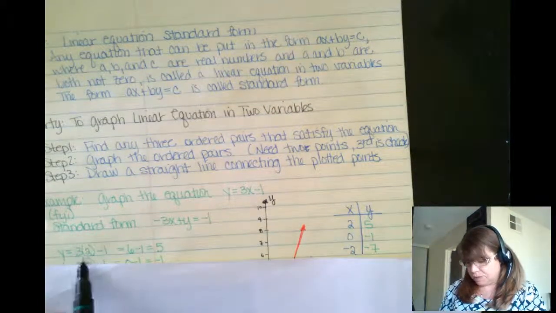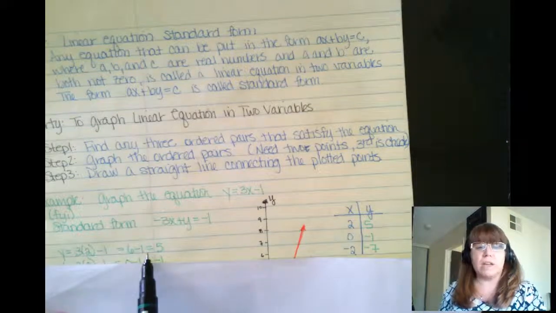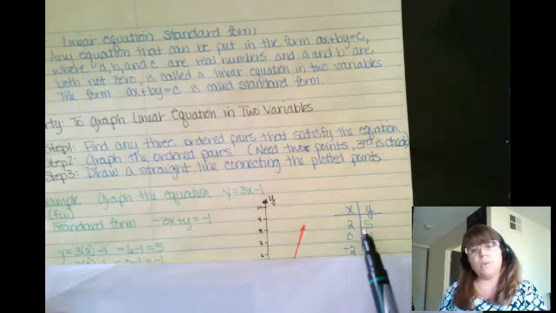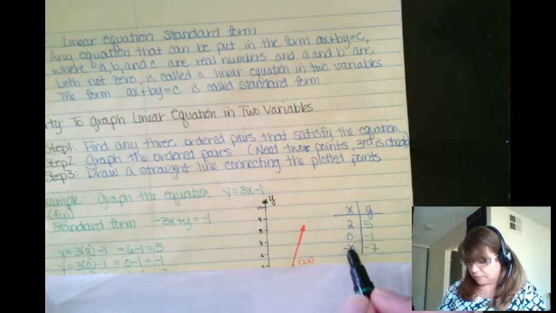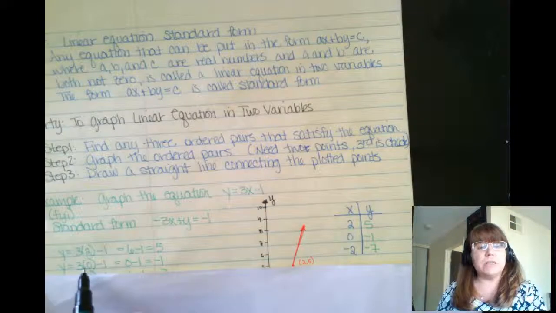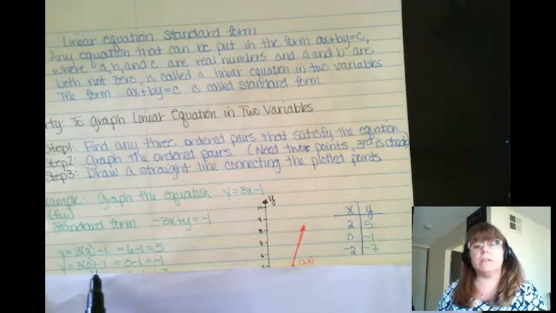So 3 times 2 minus 1 is 6 minus 1, which is 5. So the corresponding value of y is 5 for x equals 2. Let's try 0. 3 times 0 is 0. Minus 1 is negative 1.